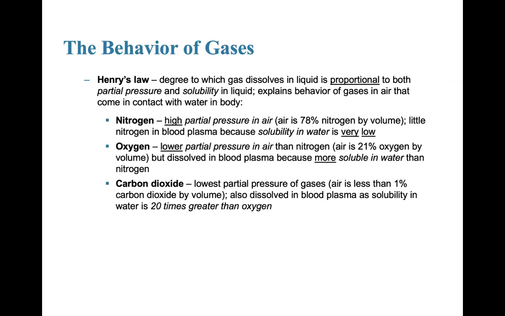Oxygen has a lower partial pressure in air than nitrogen does. It accounts for 21% versus 78%. But it's dissolved in blood plasma because it's much more soluble in water than nitrogen is. Carbon dioxide actually has the lowest partial pressure of the gases. Air is less than 1% carbon dioxide by volume. It's also dissolved in blood plasma, and its solubility in water is 20 times greater than that of oxygen.